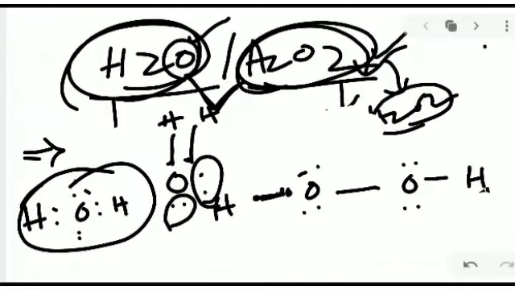Here one and here one. Oxygen has 6 electrons, counting 1 2 3 4 5 6. Hydrogen has 1, so they mutually share. This is the Lewis dot structure used to write the structure of this molecule. It is a book-shaped structure, in the form of an open book.